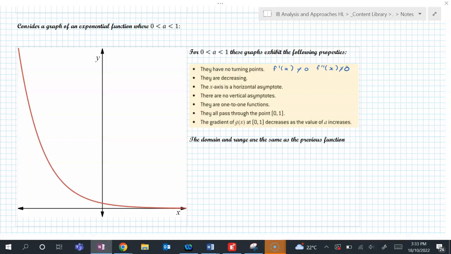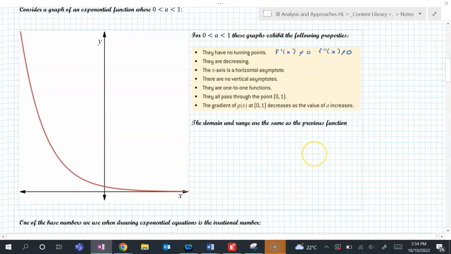The x-axis is still a horizontal asymptote. There are no vertical asymptotes. They're one-to-one, and they pass through that point 0, 1. All the same things apply, apart from the fact that instead of going up, it's going down. And so these are called exponential decay functions. So there's the decay or decreasing going on.